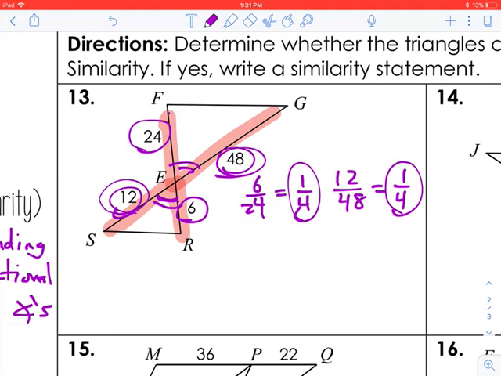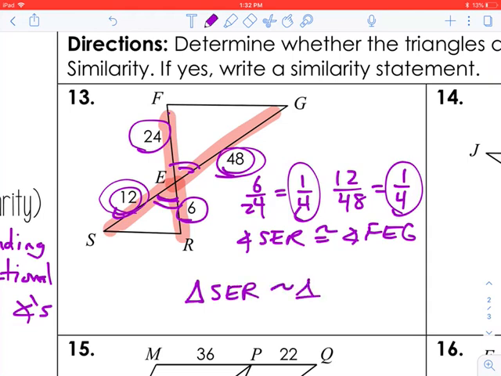And so, angle SER is congruent to angle FEG. Therefore, we can say, okay, triangle, let's start with the bottom one. SER is similar to triangle, and then S was going with 48, so GEF. By side angle side similarity.